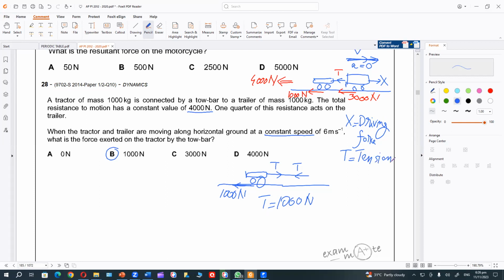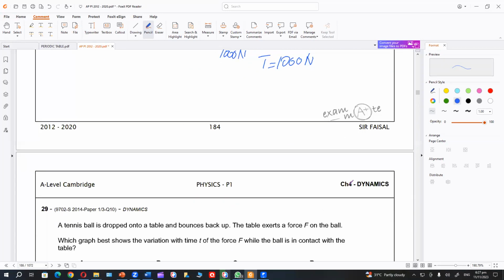Now, this is a very important concept to understand, that when you make a string, I explained this concept when I was doing this topic in my class, that a string has two tensions. One tension coming from one edge and second tension coming from the other edge. So in a tow bar, there are two tensions. Now the backward object, the trailer, is applying a force on the forward object which is pulling it, and that is how it's moving at a constant speed. So forward force is equal to backward force.